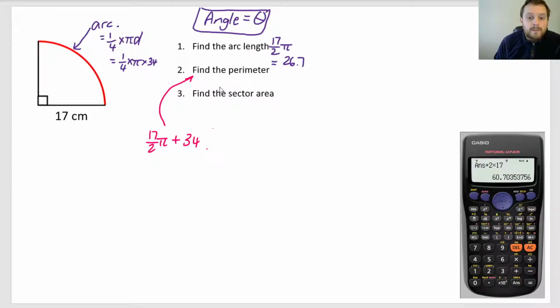Okay. Now let's talk about sector area. Because once I've actually talked about these formulas, we can just apply them basically.